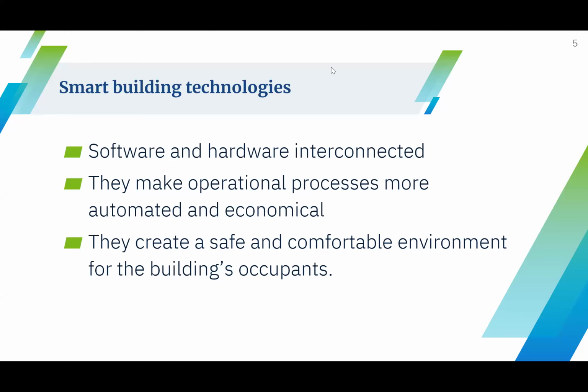more automated and economical while creating a safe and comfortable environment for the building's occupants. We will begin with the smart HVAC systems. An HVAC system typically consumes around 40% of total building consumption and 70% of base building.